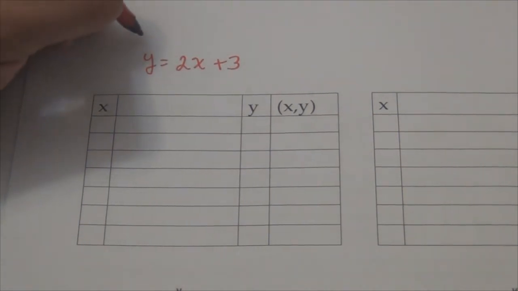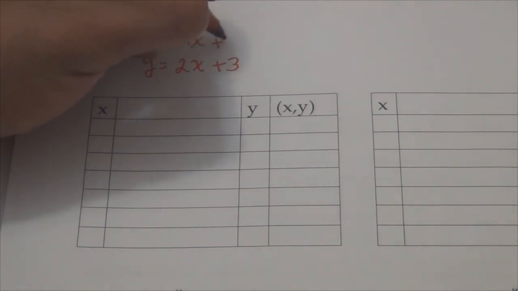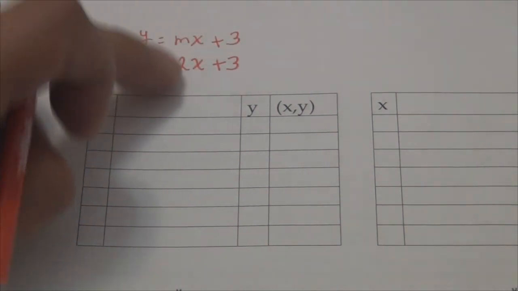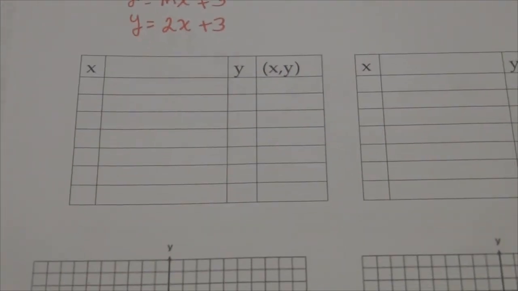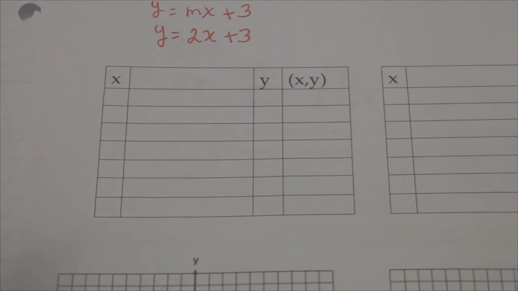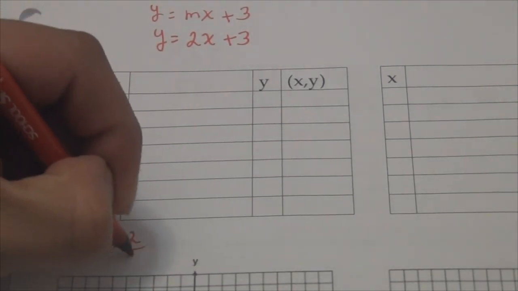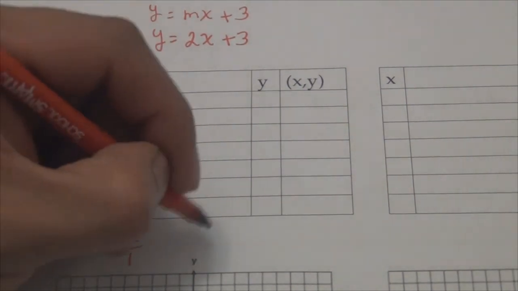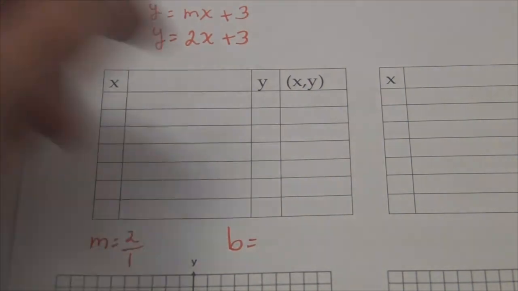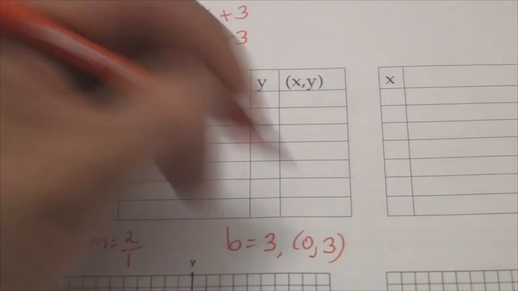First, I need to know if this is in the form of y equals mx plus b. And I see that it is. Everything falls into place. So I'm going to identify my components. The slope is 2 over 1. And the y-intercept is 3, having coordinates of (0, 3).